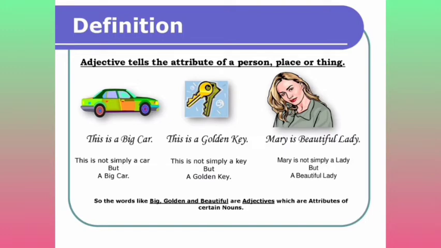For example, this is a big car. This is not simply a car but a big car. This is a golden key. This is not simply a key but a golden key. Mary is a beautiful lady. Mary is not simply a lady but a beautiful lady. So the words big, golden and beautiful are adjectives, which are attributes of certain nouns.